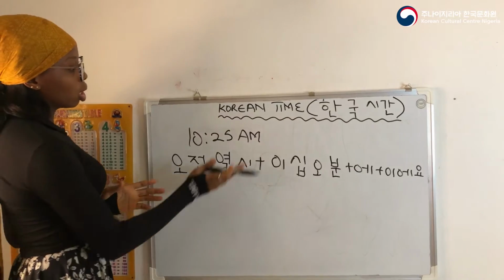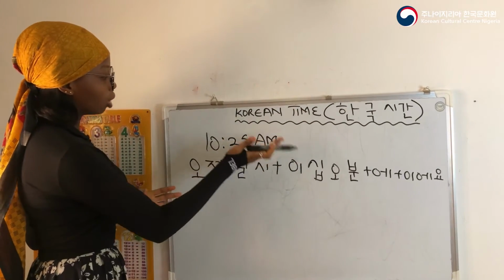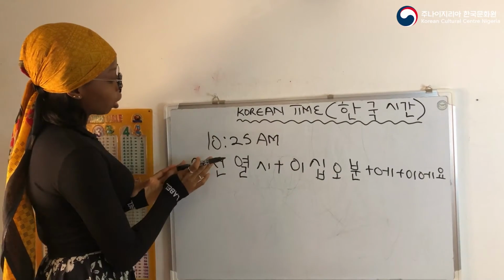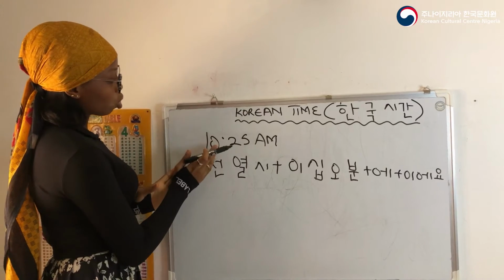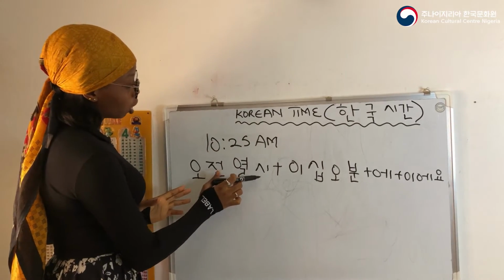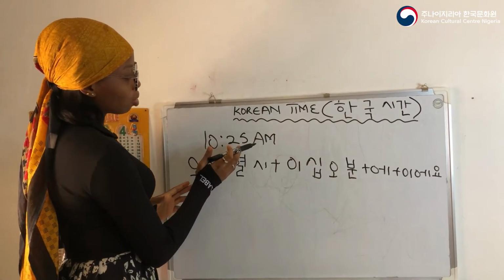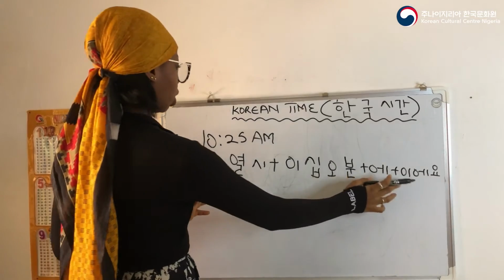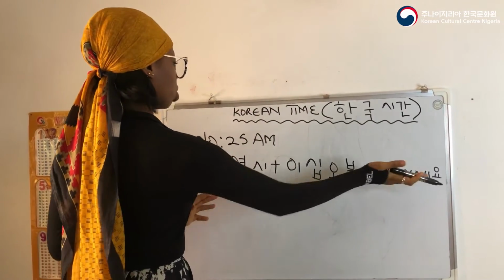We have what? The ojeon or the ohu. Then you have your native number plus what? The counting unit, which is shi, and then your Sino numbers plus the counting unit, which is bun. Then your e and yo, you will be coming to this e and yo is always included in the time.